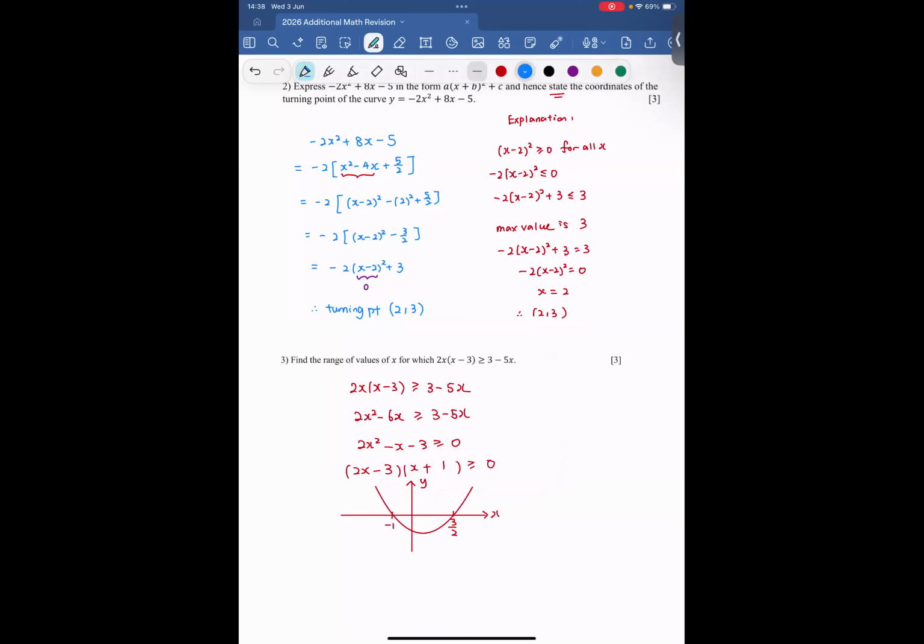Okay, and what does the question say? The question wants it to be more than or equals to 0, which means I want a positive region. So I want these two positive regions. So my x will be less than or equals to -1, or x is greater than or equals to 3 over 2.